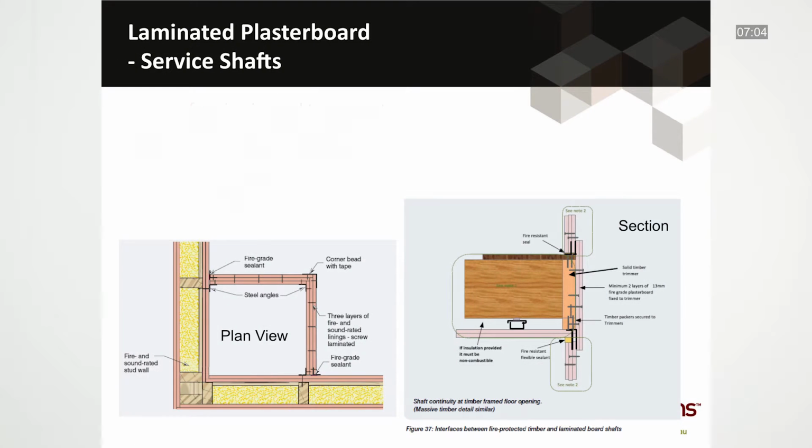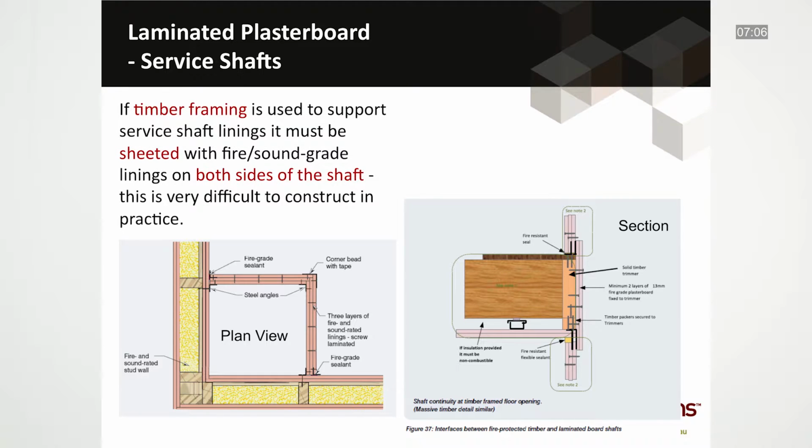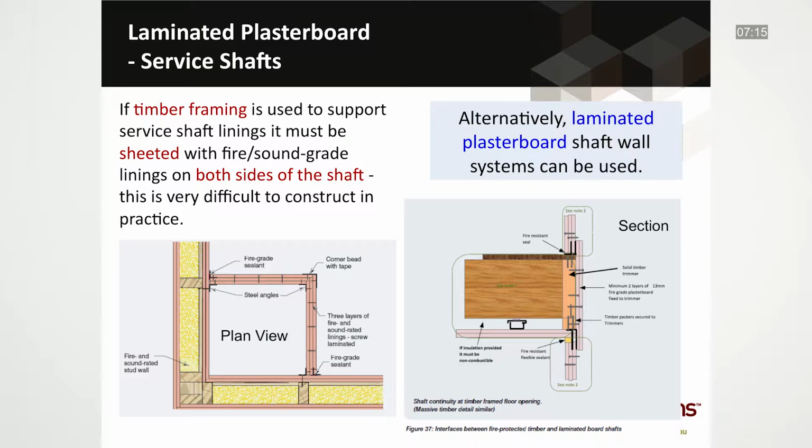This is also required where a duct or pipe is located within a wall or ceiling cavity. If timber framing is used to construct service shafts, then these are required to be sheeted with fire-grade linings on both sides of the shaft. This is very difficult to construct in practice. Accordingly, laminated fire-grade plasterboard products are often used for shafts. These laminated shafts can be easily built from one side, after the general wall fire-rated linings have been installed.